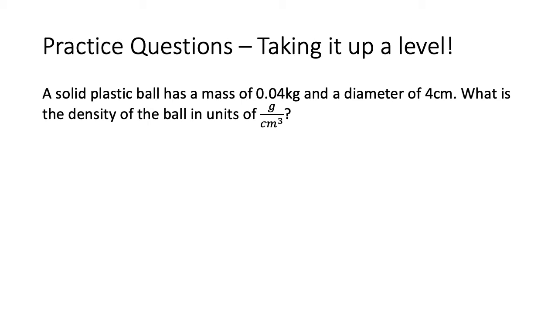Okay, so now we're going to move on to another practice question. This question is taking it up a level. These aren't so basic now. A solid plastic ball has a mass of 0.04 kilograms and a diameter of 4 centimeters. What is the density of the ball in units of grams per cubic centimeter? If you would like to pause the video now, you can work this out for yourself, and when you return, I will show you the solution.